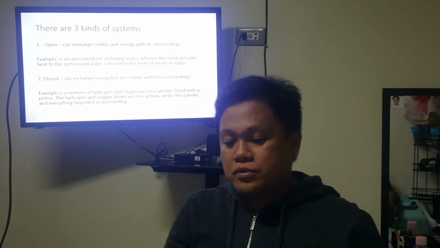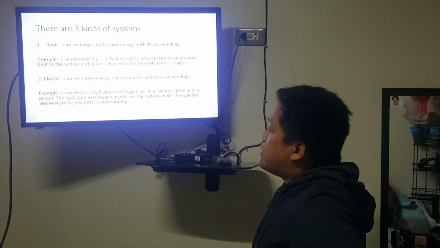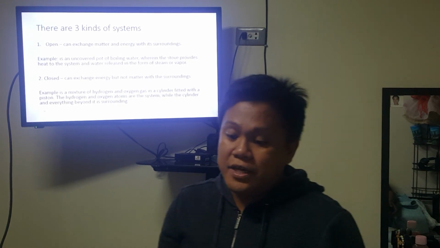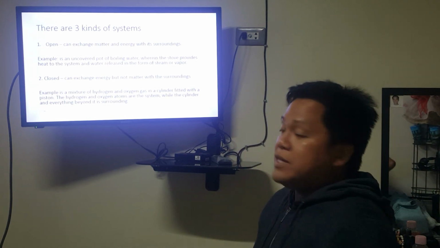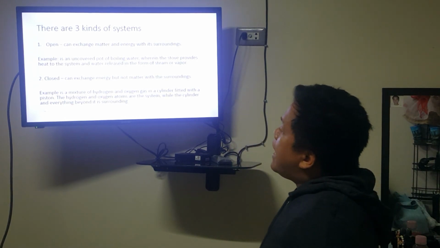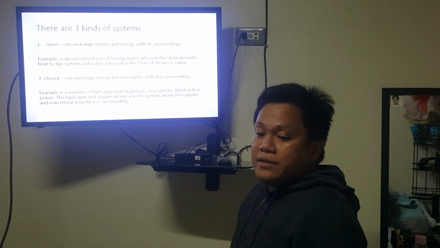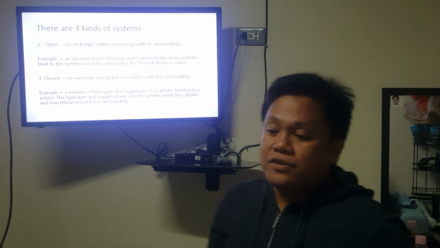Number 2 is closed. It can exchange energy but not matter with the surroundings. An example is a mixture of hydrogen and oxygen gas in a cylinder fitted with a piston. The hydrogen and oxygen atoms are the system, while the cylinder and everything beyond it are the surroundings.